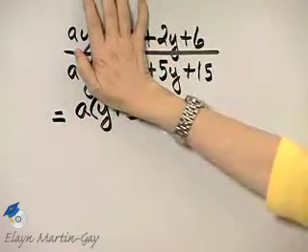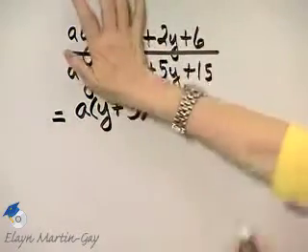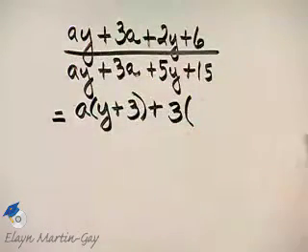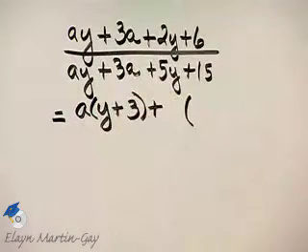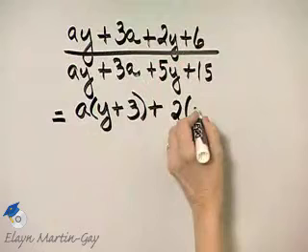There's a common factor of 3. When I factor 2, not 3, because I have 2y plus 6, so there's a common factor of 2 there, I have left y plus 3.